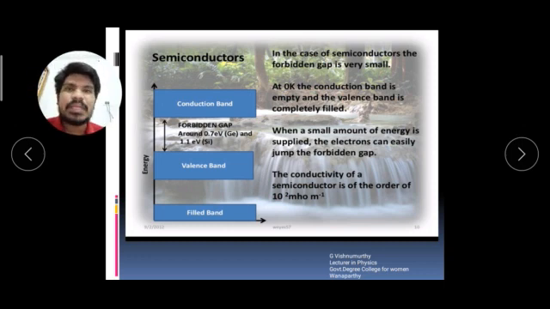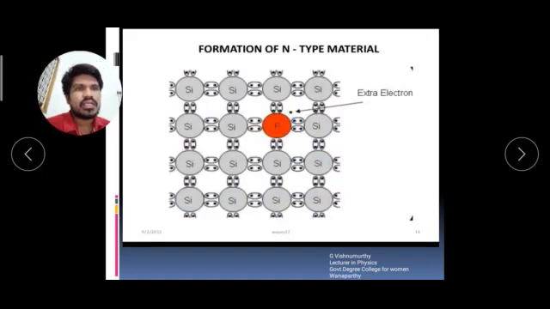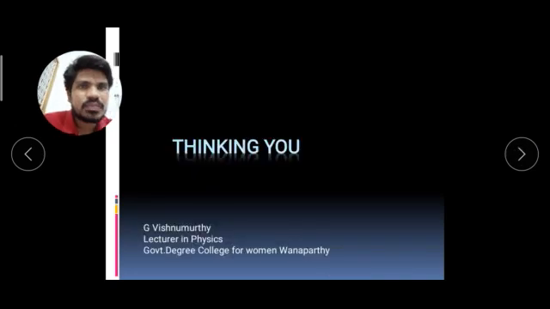When we add some impurities to the semiconductor, then we get the extrinsic semiconductor. Depending upon the doping element or impurity, the extrinsic semiconductors are divided into two types: one is P type material and the other is N type material. Here you see this is the N type of material. There is a group 3 atom, which has one less electron. This is the P type.